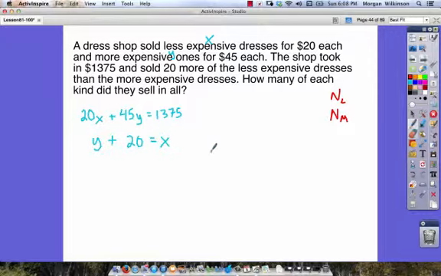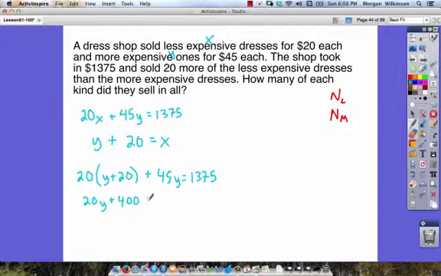Now this problem looks like it's setting up very well for substitution, because we know what X equals. It's Y plus 20. So let's substitute that into our first equation. We're going to get 20 times Y plus 20, because we substitute Y plus 20 for X, plus 45Y equals 1375. So we'll use the distributive property, and we're going to get 20Y plus 400 plus 45Y equals 1375.